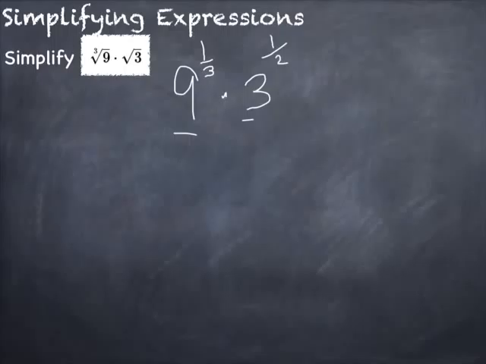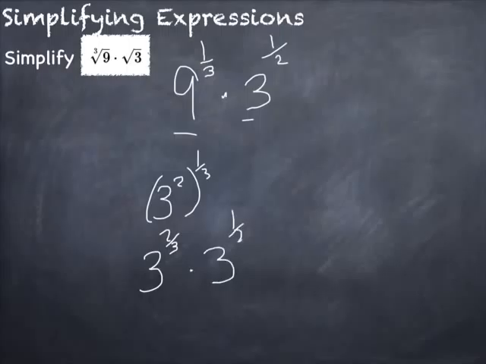9 is 3 squared. So what I'm going to do is 3 squared to the 1/3 power, which is 3 to the 2/3 power, times 3 to the 1/2 power. Now I've got to get the common denominator. 2/3 becomes, I need a common denominator of 6, so I multiply it by 2 over 2: 4/6. 3 to the 4/6 power, times 1/2, which becomes 3/6. And we add them together, so we get 3 to the 7/6 power.